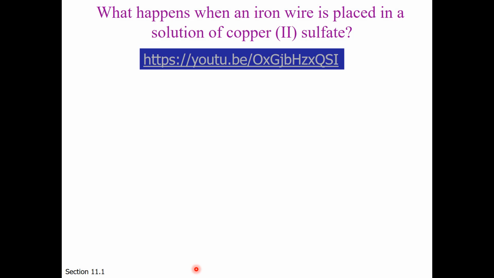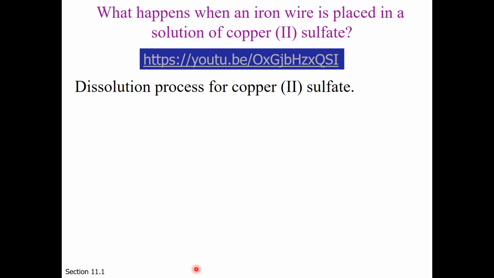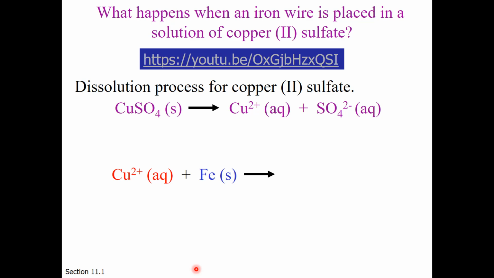What is occurring in this reaction? First, the copper 2 sulfate is a soluble material. So if we start with a solid, we will make a solution of copper 2+ and sulfate 2-. The copper 2+ has a blue color. Maybe you remember that from lab. Next, we have copper 2+ interacting with our iron wire.